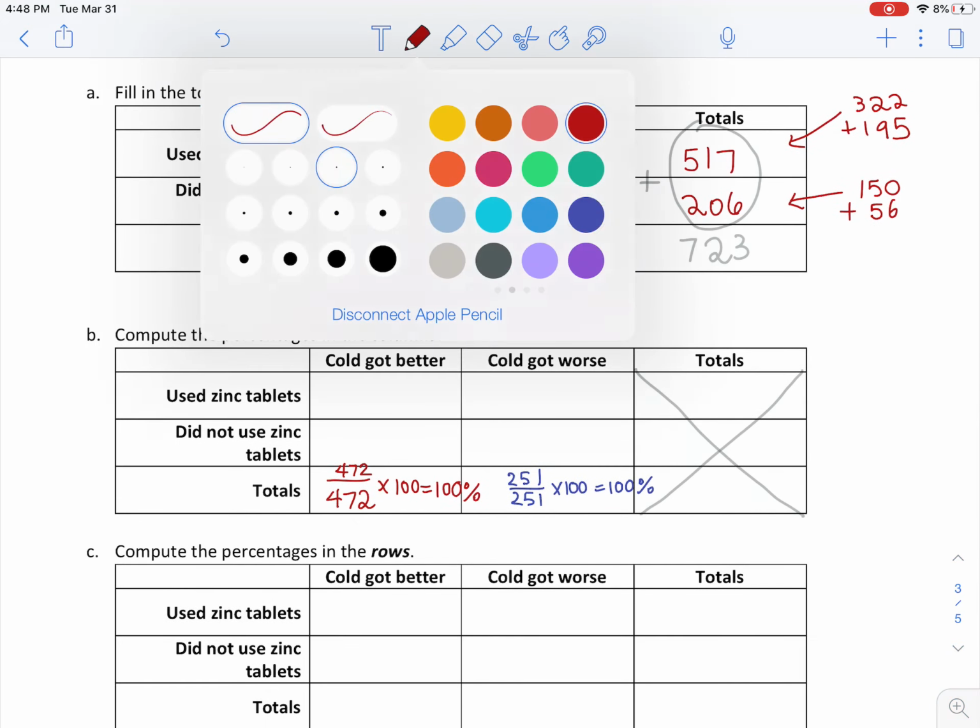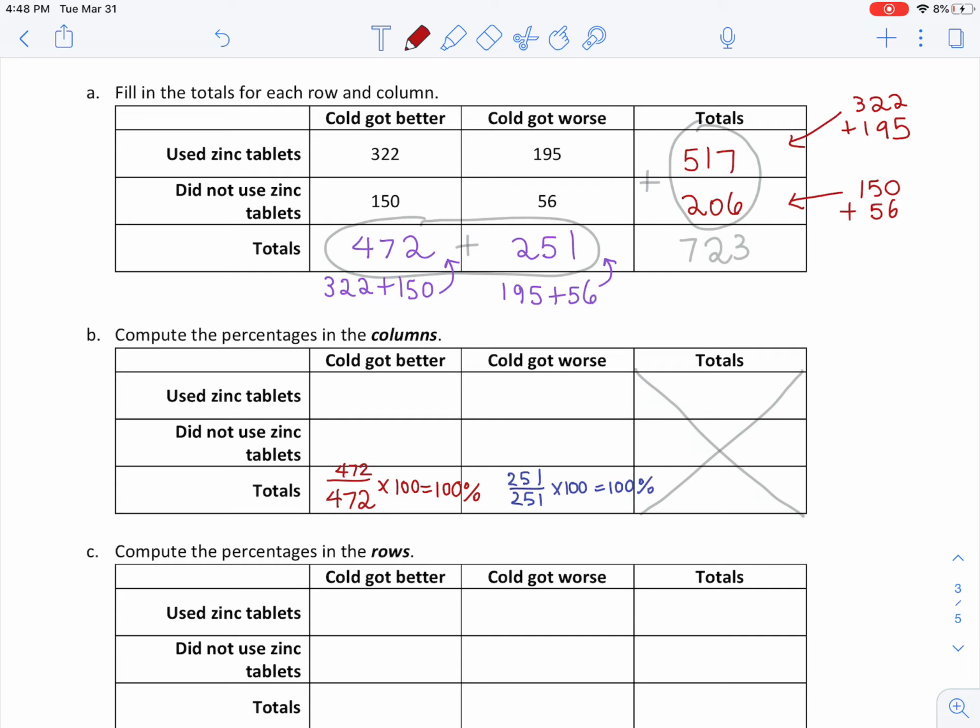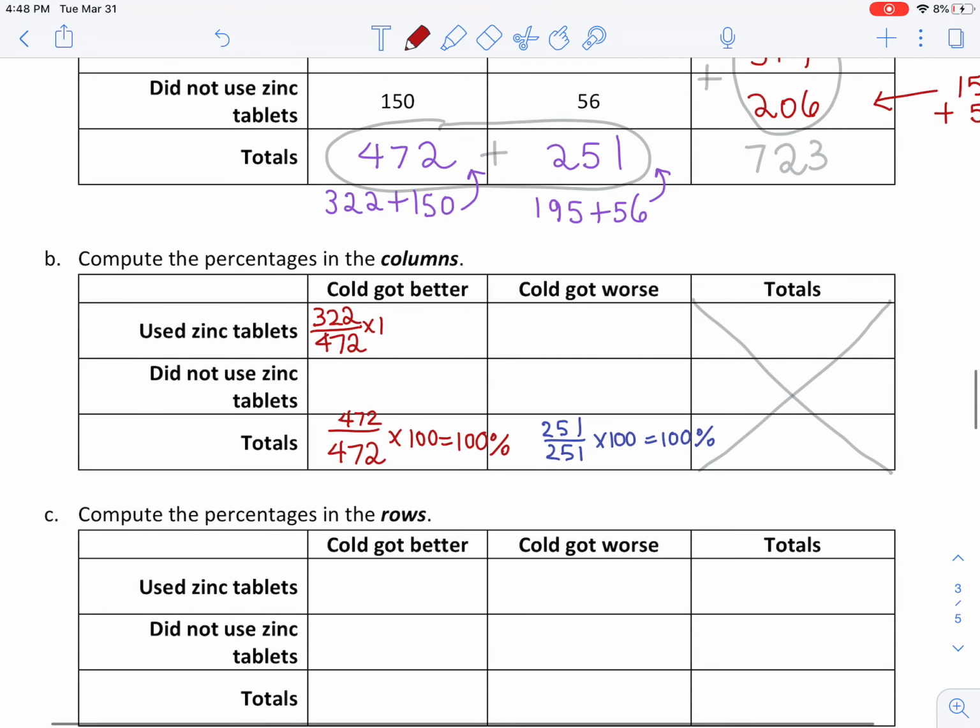But let's figure out what goes in these four boxes, okay? For the percentage of people who used zinc tablets out of all the people whose cold got better, that's going to be 322 people out of 472 people. Notice that the denominator I'm using is the total number of people who said their cold got better. Now multiply that by 100. 322 divided by 472 times 100 is going to give you, rounding down, 68%.